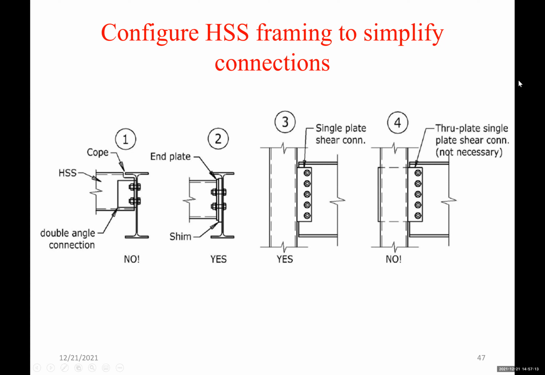Using a through plate is allowed. It's one type of the connections, but it's more work, right? I mean, cutting the HSS member and then having longer plates and providing welds from both sides of the column. So it's a lot of work. It's a type of connection that's used, but we can avoid that by using a single plate connection.